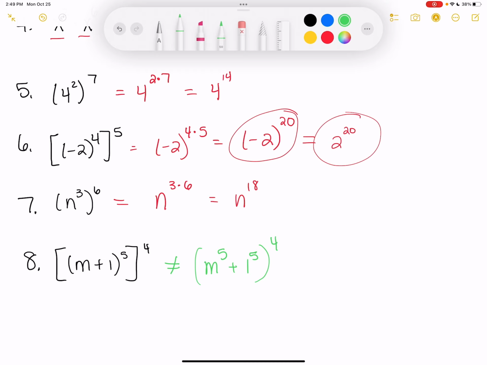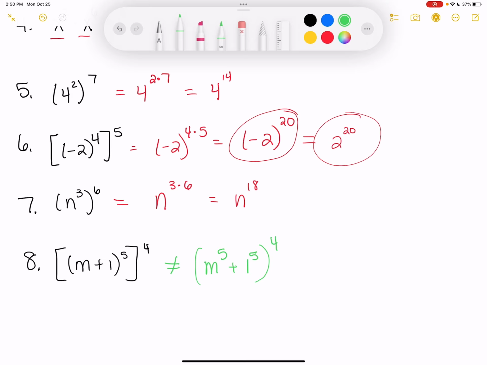This power means that we have m plus 1 times m plus 1 times m plus 1 times m plus 1 times m plus 1. Okay, that's what that means. Not m to the 5th plus 1 to the 5th. Okay, if you actually were to multiply all that out, it would not give you the same thing.